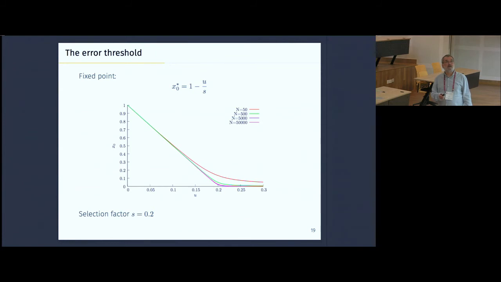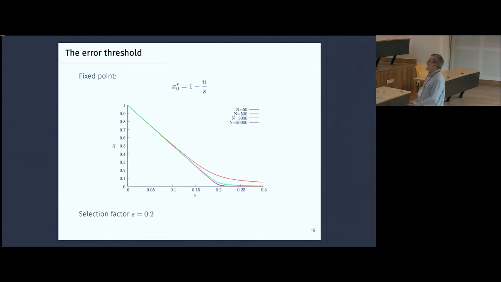If u is less than s, it's all okay. You will have a finite frequency for x0. But what if u is larger than s? It gives you a negative number, and a negative number doesn't make sense. So what happens is that the only solution in this limit is x0 equals 0. What does it mean exactly, x0 equals 0? It means that all sequences are equally populated.